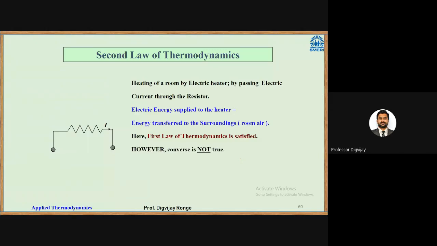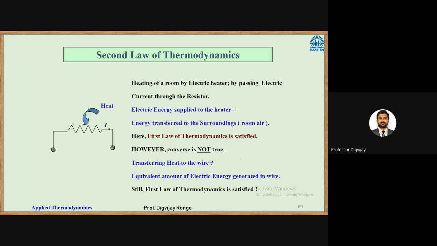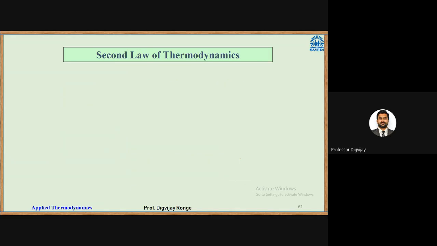You cannot take the heat from the surrounding, again supply it to the heating coil, and expect that some kind of current will flow through it. So it is not possible. Transferring heat to the wire, with an equivalent amount of electric energy generated in the wire, is not physically possible. Still, the first law is satisfied. So this is the limitation of the first law.